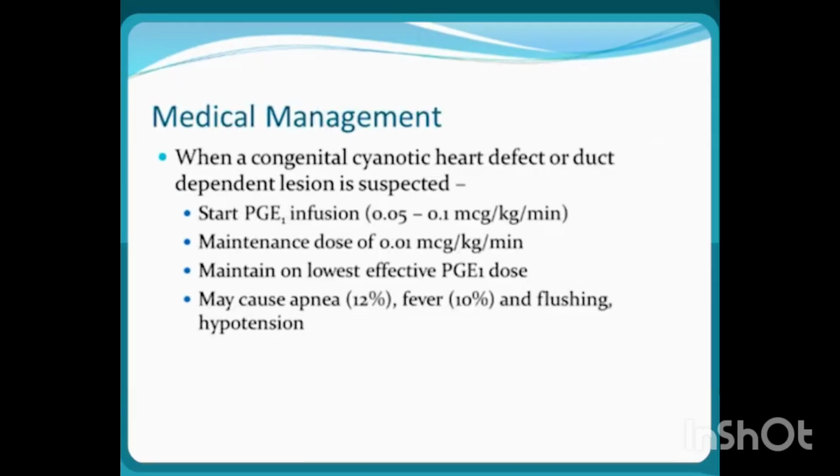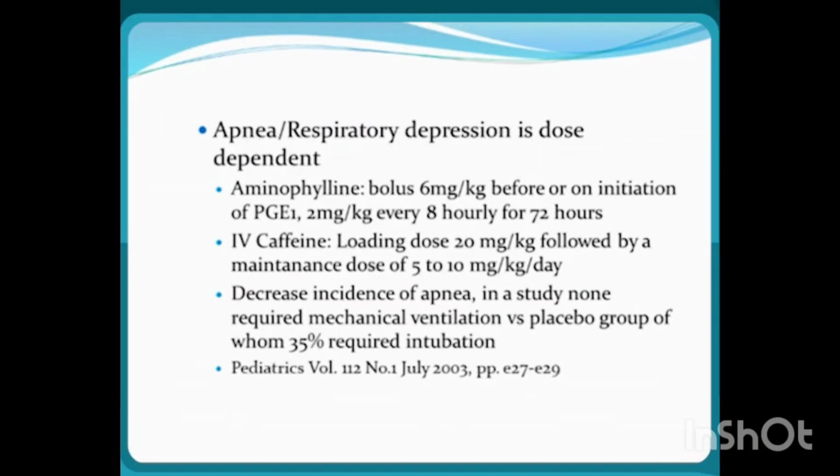So these are the medical management of a duct dependent lesion. You have to start the prostaglandin, then you have to give the accurate dose of the prostaglandin, and the side effects you must be knowing, this is a dose dependent side effect. Most common is apnea, then fever and flushing and hypotension. If apnea occurs, then you can give aminophylline or IV caffeine. If there is hypotension, you have to give inotropic support.